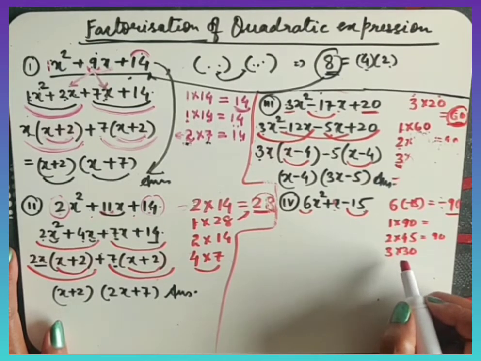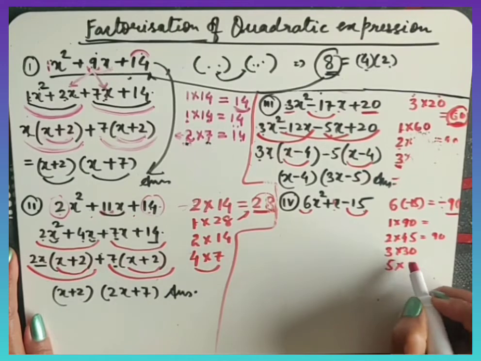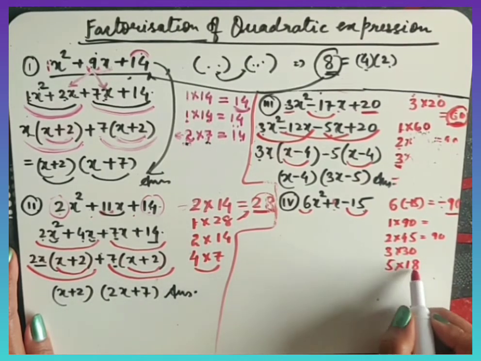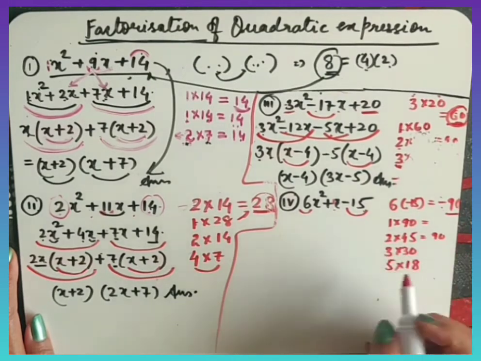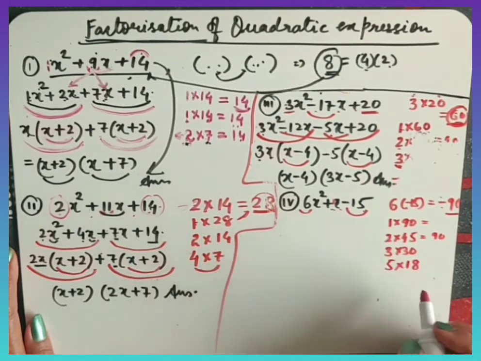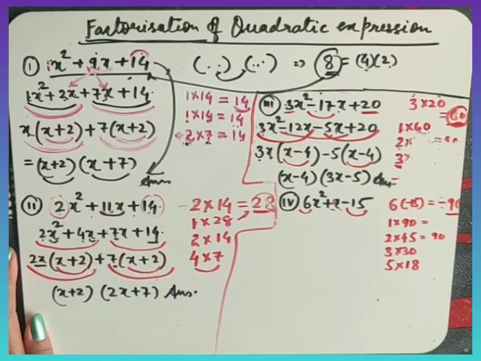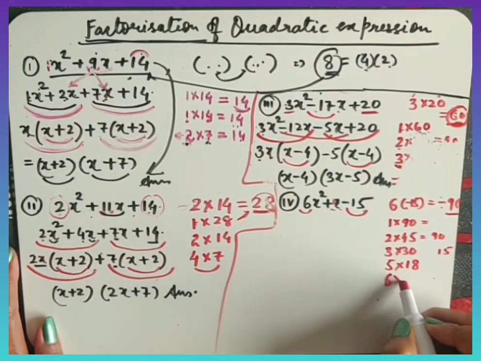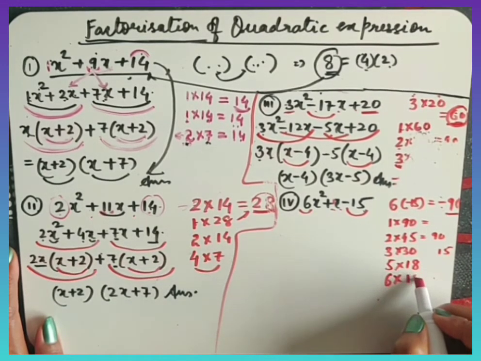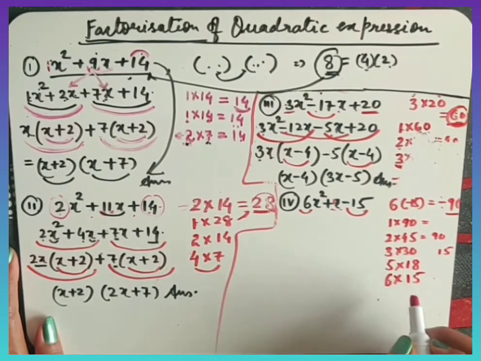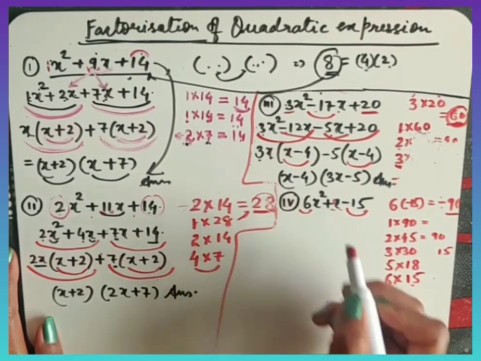4 is not a factor of 90. 5 is a factor of 90. So 18 multiplied by 5 will give you 90, but it will not give you plus 1. Now start with 6. 6 is a factor of 90, so 6 multiplied by 15 is 90, but 6 and 15 will not give you 1.